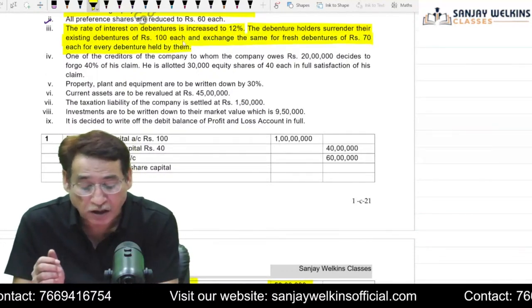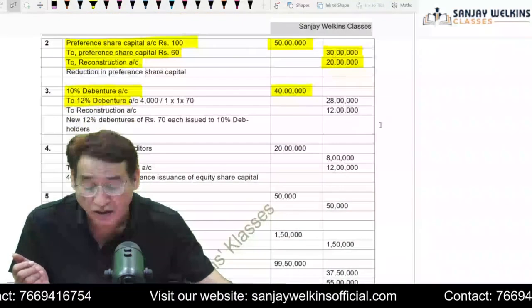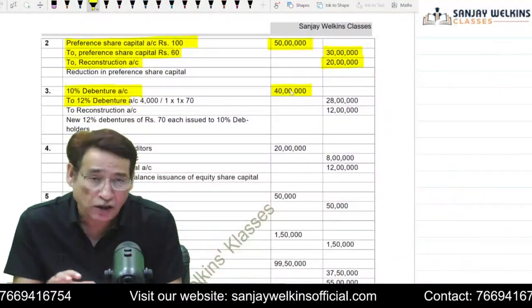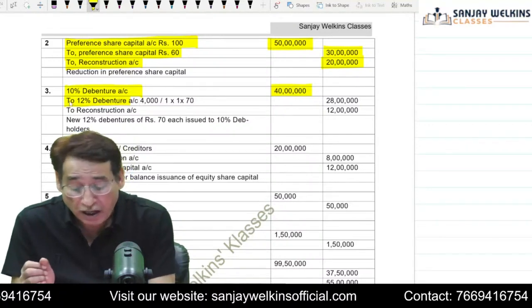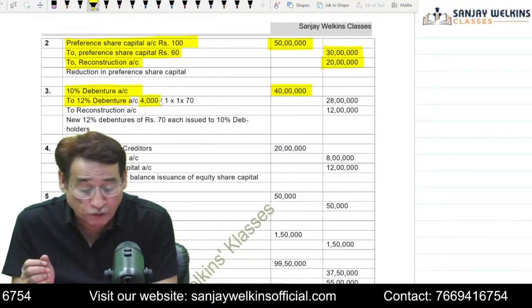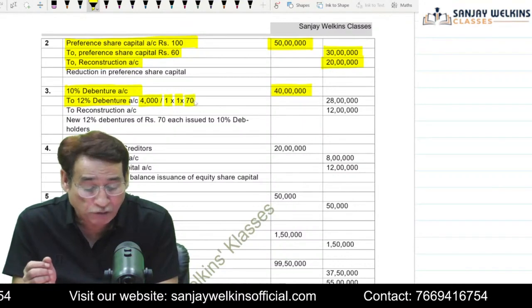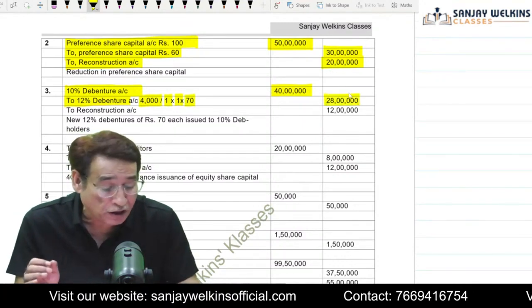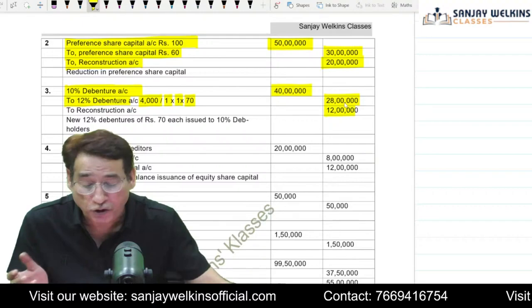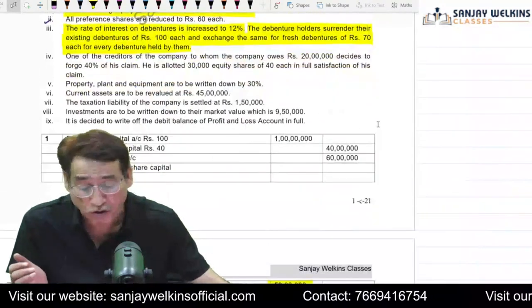This line we did in the last question, if you remember, in the last session. So, 10% debenture account, existing debenture will be debited and we are offering them 12% debenture, 4,000 debenture. Each debenture will get what we call a new debenture of 70, so 28 lakh, and the rest will be transferred to your reconstruction account. You can manage this question on your own.